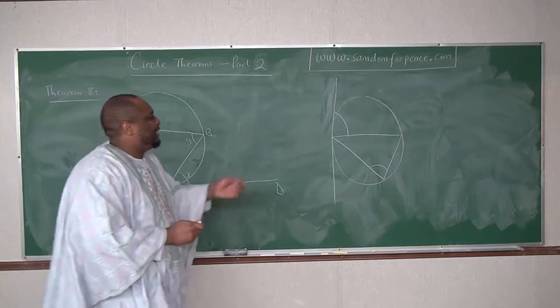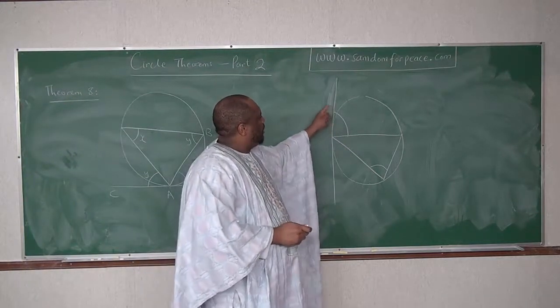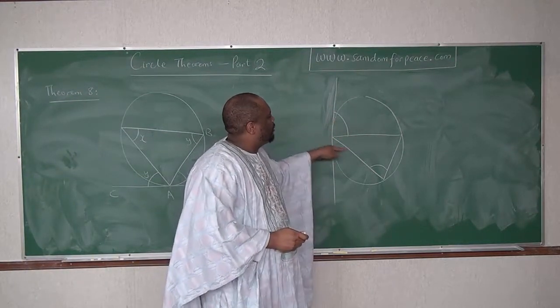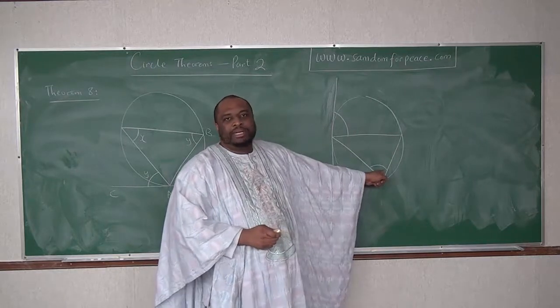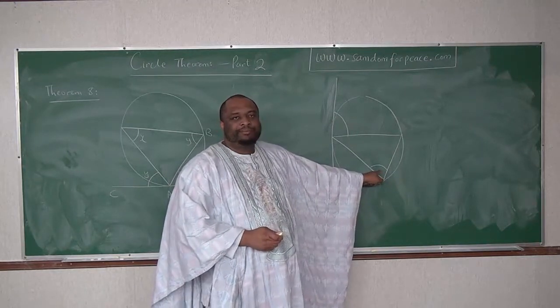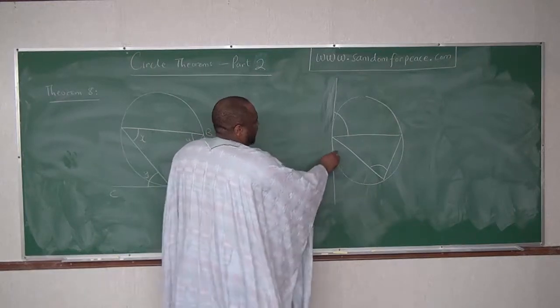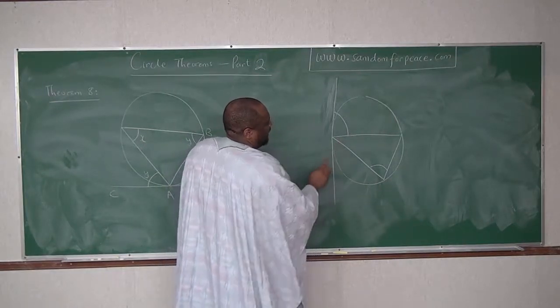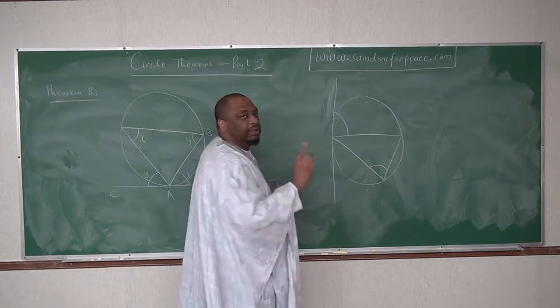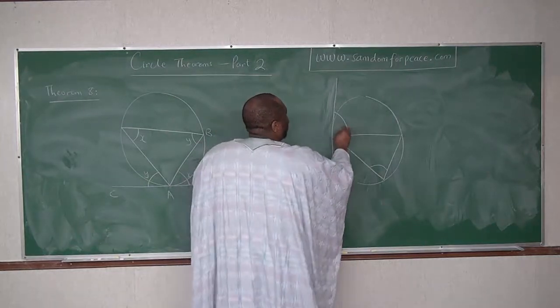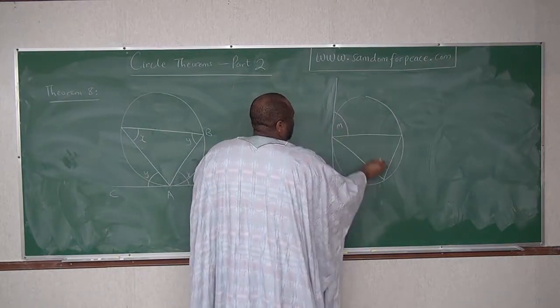The angle between a tangent and a chord is equal to the angle in the alternate segment, this angle. And if you're looking at this angle here, let's call this here M. So if I have this as M, this is also M.